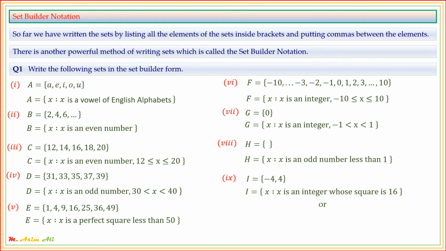Or there is another criteria. You can write set I on another criteria, that set I is a set of elements x such that x is an integer whose square root is equal to the square root of 16. Now the square roots of 16 are negative 4 and 4. So this criteria also fulfills the requirement that we have the square roots of 16 in the set I, which are minus 4 and plus 4.